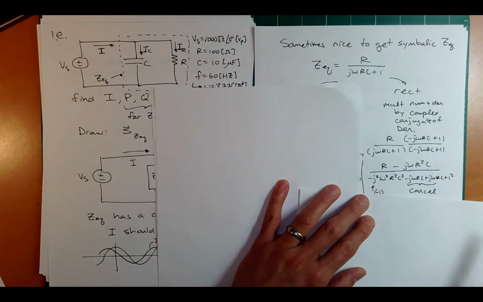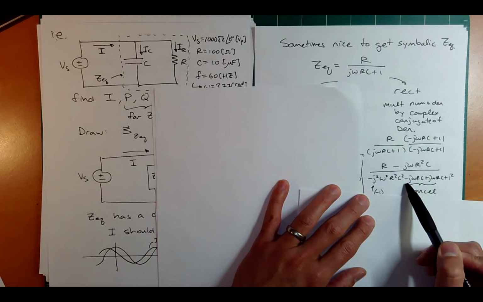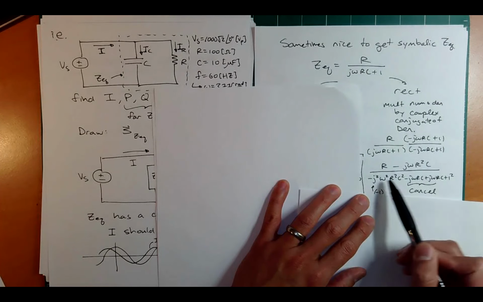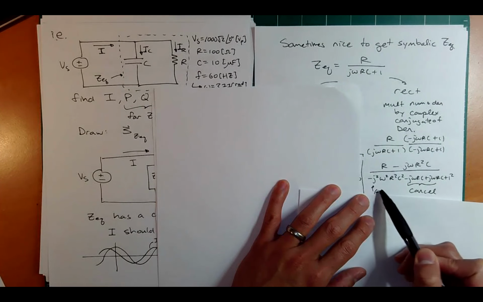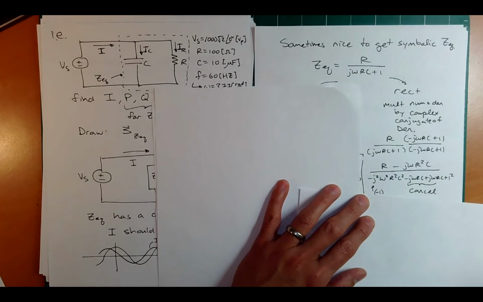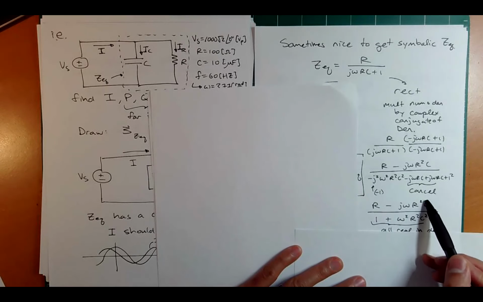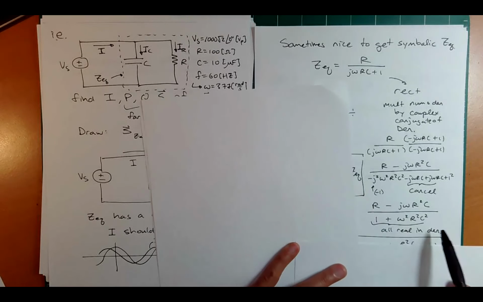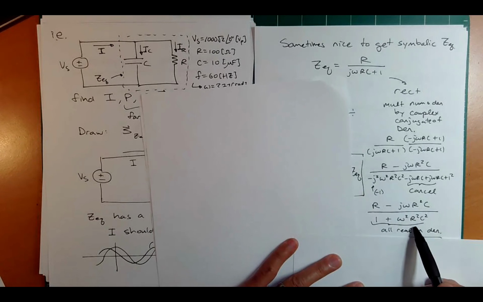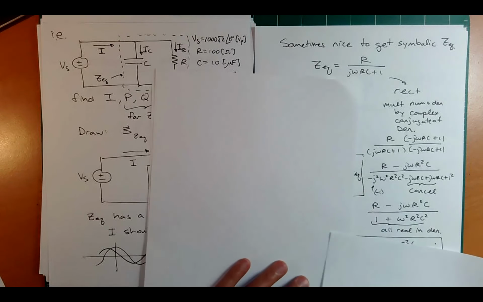Well, look at those cross terms. They cancel. So these two j terms cancel. Nice. And what does j squared become? Negative 1. So I get a negative 1, negative 1. That cancels a positive. So I'm left with R minus j omega R squared C divided by something that's all real in the denominator, right? 1 plus omega squared R squared C squared, right?